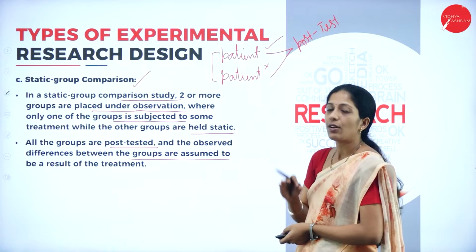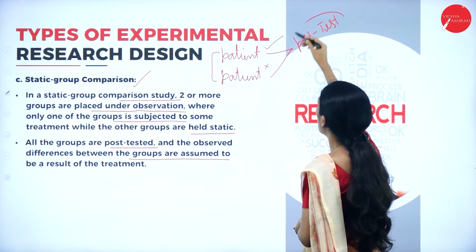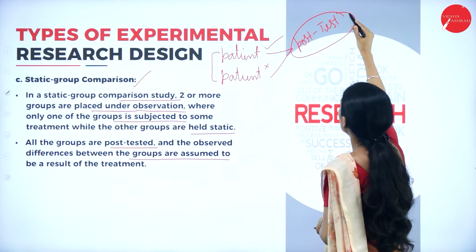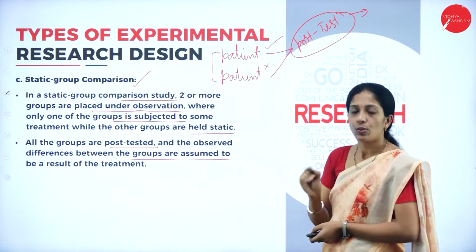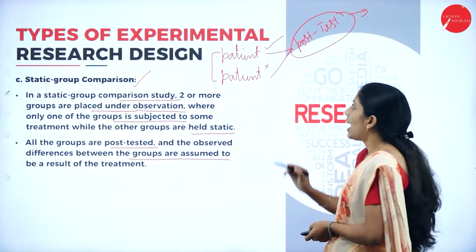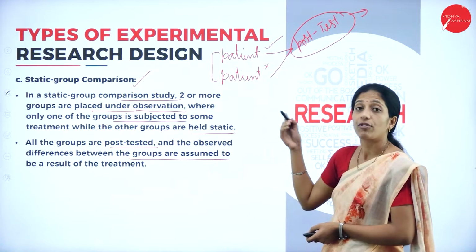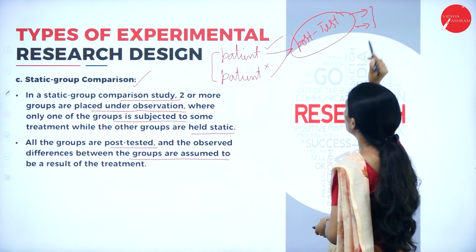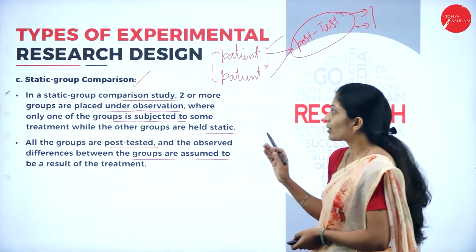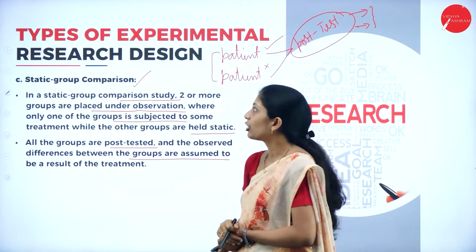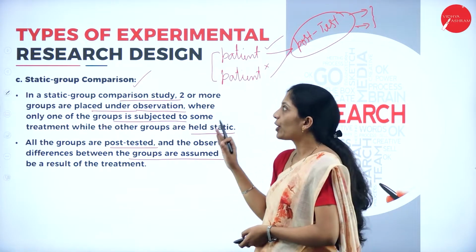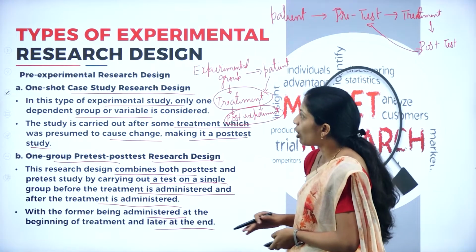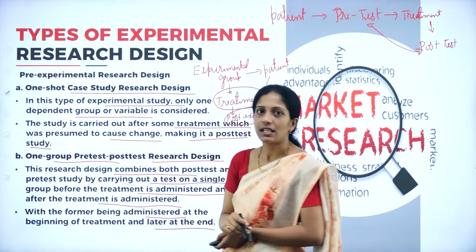But after that, what are they going to do? They are going to post-test the patients individually. Now they will see the result of the patient who has been given the treatment and the patient who has not been given the treatment. So they will get the answer with which they are going to make the comparison. So that is known as what? Static group comparison. Hope you are clear with static group comparison. So these are the three types of pre-experimental research design.